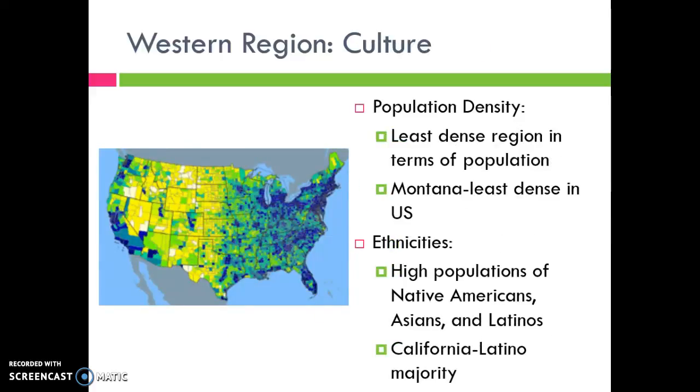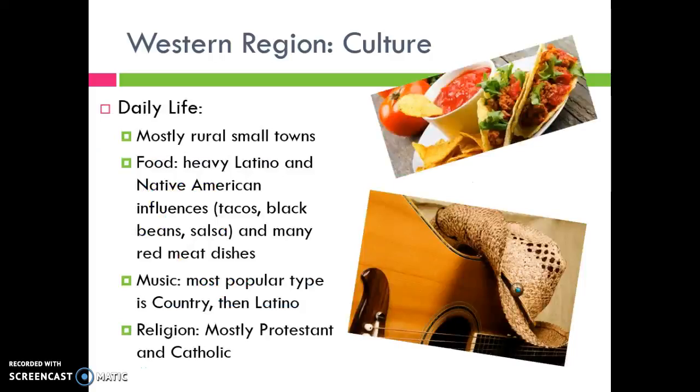The population density, as far as the Western region goes, this is the least dense area of the entire United States. You would find very few people per square mile. We talked about how to calculate that as well. Montana being the least dense in the entire U.S. So just kind of keep that in mind if you're looking at a region that you would like to look further into for your project. They do have high populations of Native Americans, Asian populations as well, obviously, because we're just across the Pacific from Asia. And there's a large Latino majority, especially in California, simply because we're right next to Mexico.